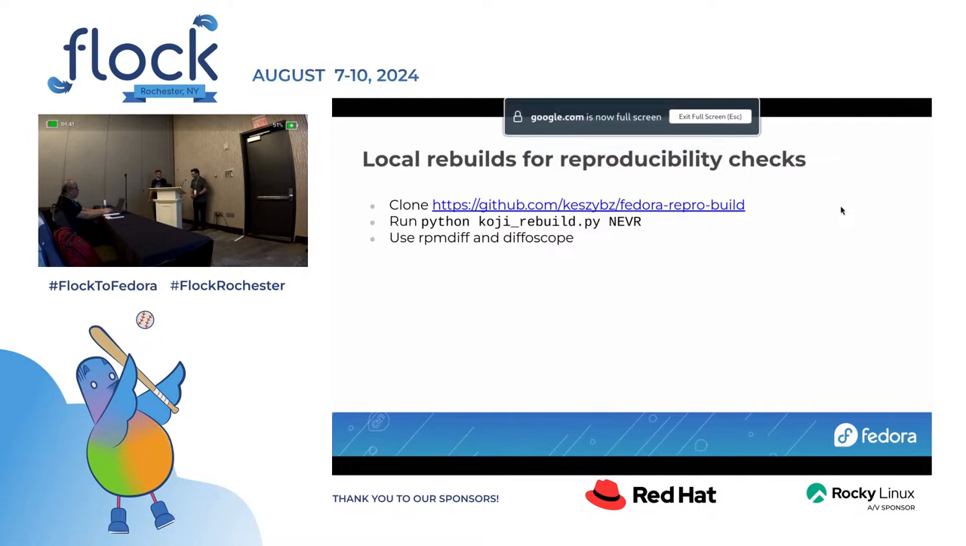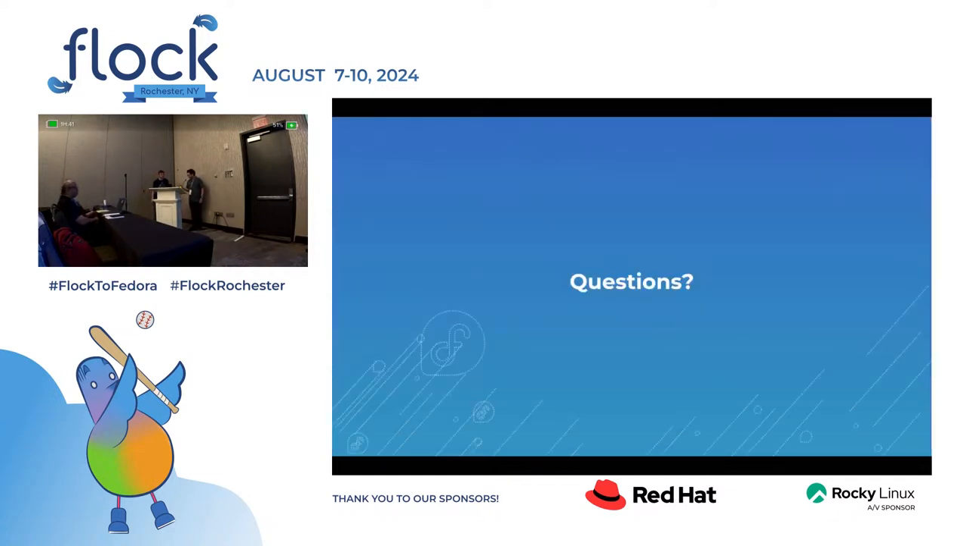Yes, and if you would like to try yourself, maybe you have a package you want to check if it's reproducible, or you find you're in that list that we linked earlier and you would like to fix your package, you can clone the tool and run it with an MVR. It'll grab the Koji build, redo the build locally with mock, compare them, and tell you if you're good or not good. And I think that's all we had. Any questions? I think we have time.